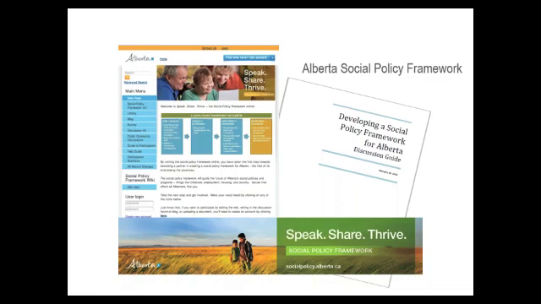social policy framework, because the theory behind this was that if they did engage citizen voice, they would have a more robust framework that more people could buy into, and it then would really shape the kind of direction that the citizens of Alberta were interested in. And so you can see the high-level theme is speak, share, thrive. That was the purpose of their engagement strategy.